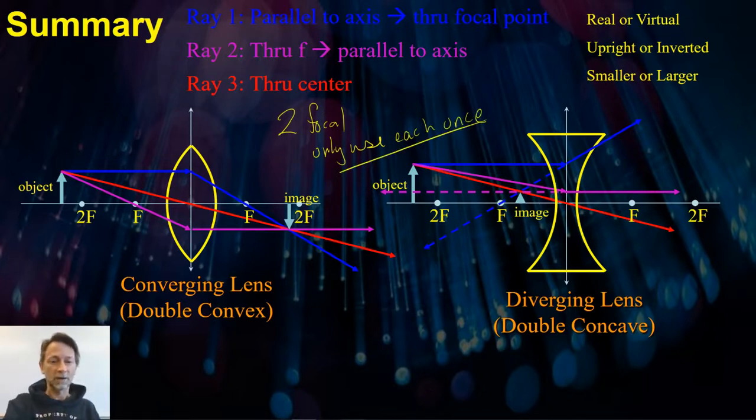So then we have our converging lens, which is also known as a double convex. Convex because it has this bowed out. Converging because it pulls the light rays together on the one side, or converges them on the one side.